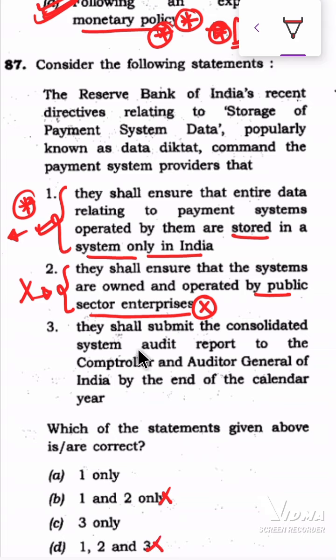Now we have the third. They shall submit the consolidated system audit report to the CAG of India by the end of the calendar year. No, actually it's not right. They have to submit an audit report to CERT-In, the Computer Emergency Response Team India. So this statement is also not right. So we have option A as the right answer.